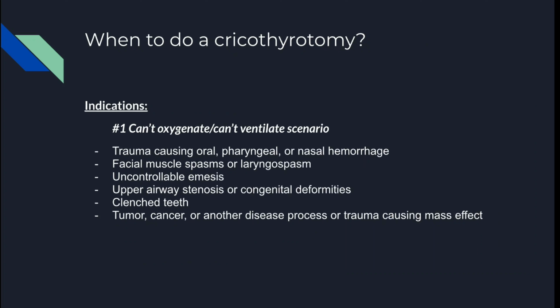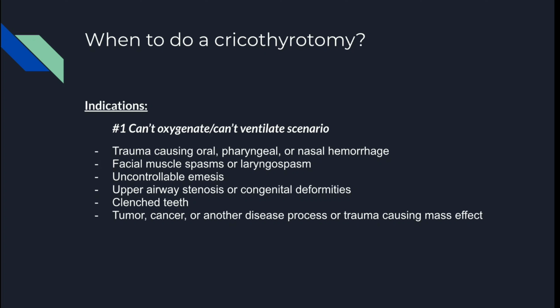Some of the situations that may cause this could be trauma, trauma to the head, to the facial structures, or to the neck. Any type of trauma that may contribute to this could be an indicator. Blood from a maxillofacial type of trauma that's obstructing our view, or vomit, things like that that make it impossible to visualize the cords during an intubation attempt, could be an indicator that we may need to do a cricothyrotomy.